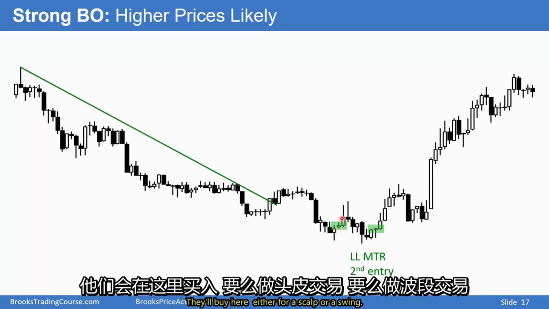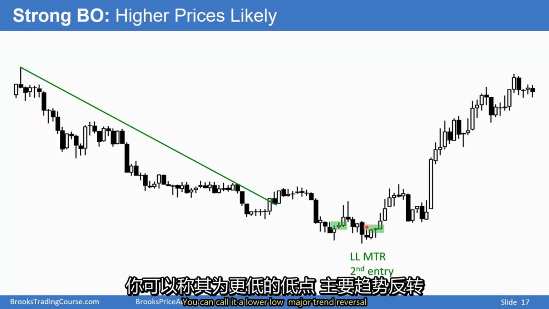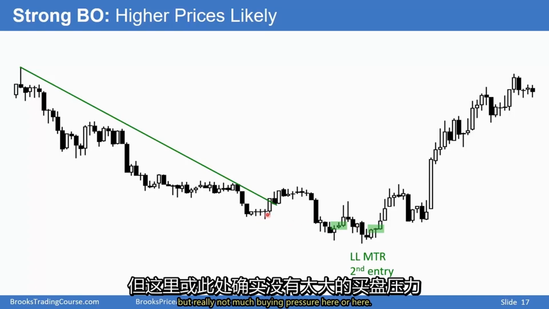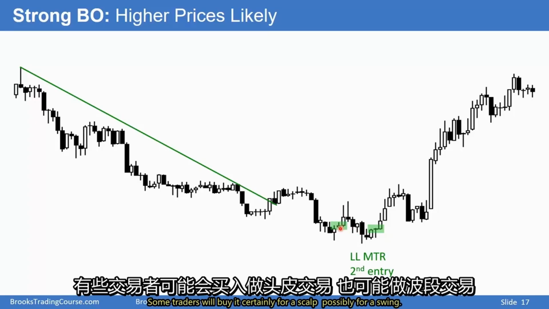They'll buy here, either for a scalp or a swing. Now they have a double bottom. You can call it a lower low major trend reversal, but really not much buying pressure here or here. This is possibly simply a minor reversal. However, some traders will buy it, certainly for a scalp, possibly for a swing.